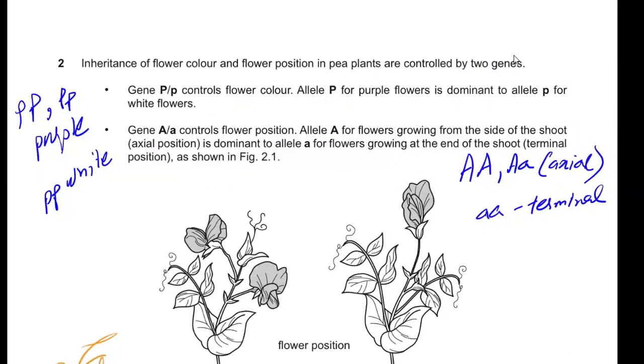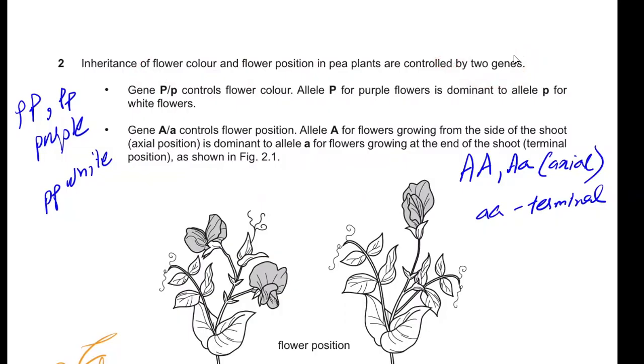For example, in the question they say inheritance of flower color and flower position. These are two traits. One is flower color and the other is flower position, in the pea plants, controlled by two genes. So these two genes could be on the same chromosome and linked, or they may be on separate chromosomes and not linked. We do not know that as far as these two genes are concerned.